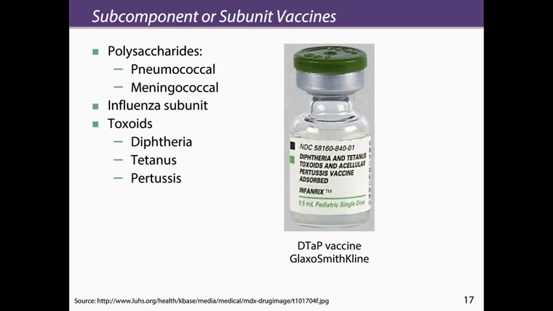Toxoids are made from toxins. They're proteins or enzymes that are produced by bacteria, and then they're inactivated with formaldehyde. Diphtheria, tetanus, and pertussis are all three different toxins that are combined to make DTaP vaccine. The pertussis vaccine does contain some other subunit components, which we don't have time to review here now.